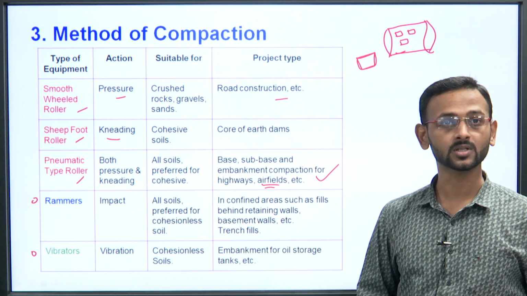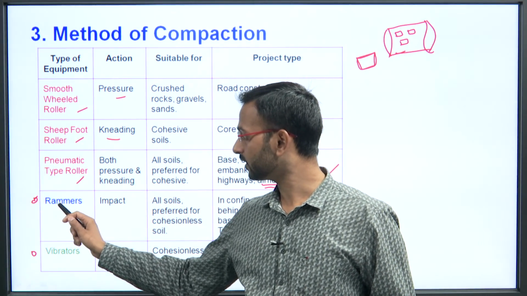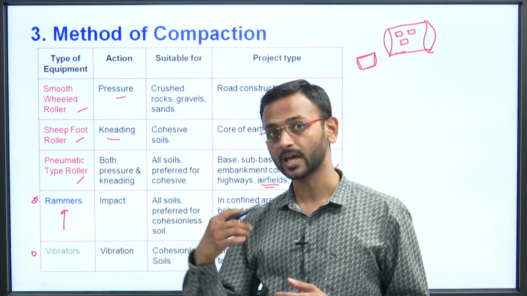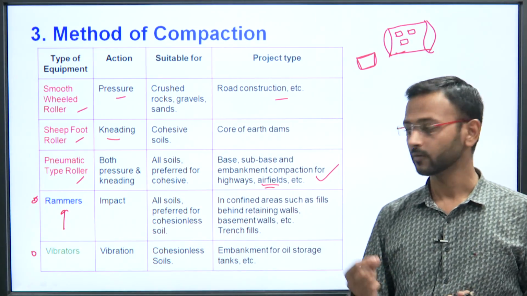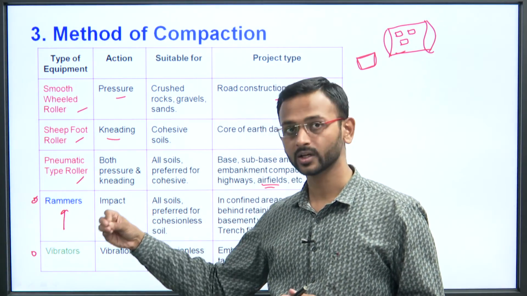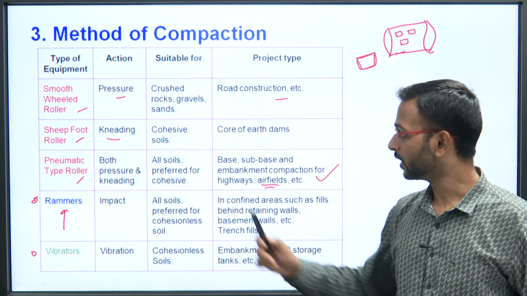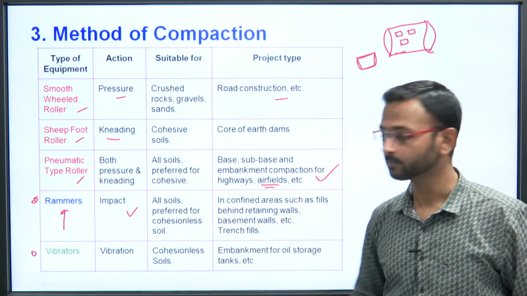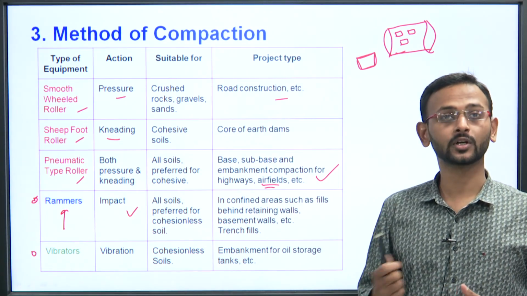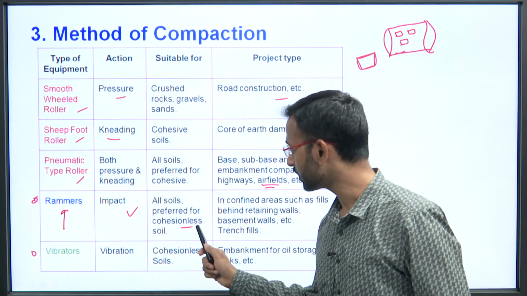When we talk about the rammers, as we started the discussion, we discussed that in labs we use some form of rammer. So, these rammers are similarly used in fields, but are somewhat larger in dimension. These use the impact type of action, and they are preferred for all types of soils, but mainly for cohesionless soils.